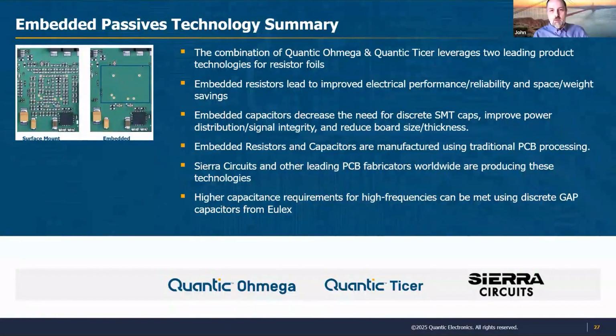So in summary, Ohmega and Ticer, now one company, can use the right technology for the right application. Embedded resistors lead to improved electrical performance, reliability, and space and weight savings. There's really a lot of benefits to it. And by using embedded capacitors, you dramatically decrease the need for discrete surface mount caps, improve power distribution and signal integrity, and you can reduce the board size or thickness. And embedded resistors and capacitors are manufactured using traditional PCB processing. So companies like Sierra Circuits and other leading PCB fabricators worldwide are making this product every day.